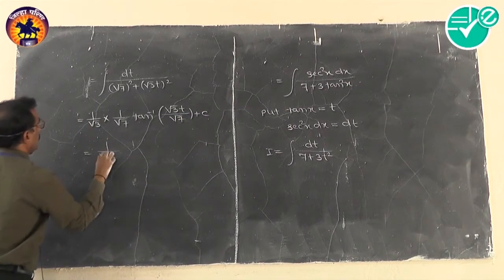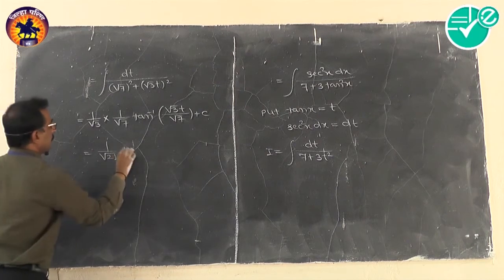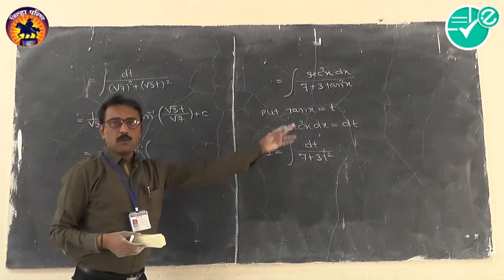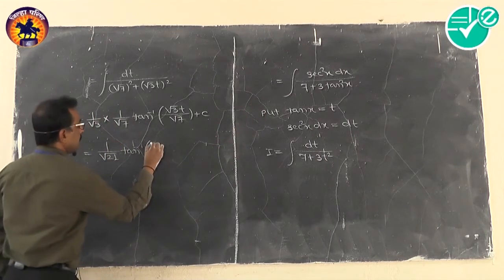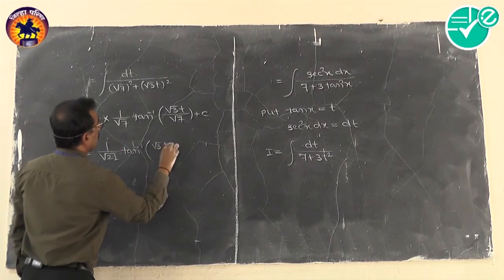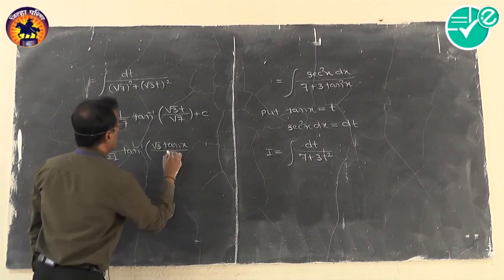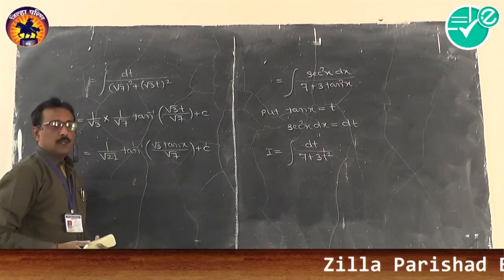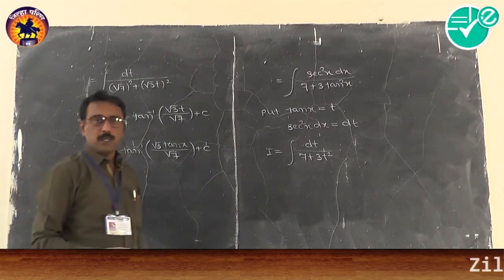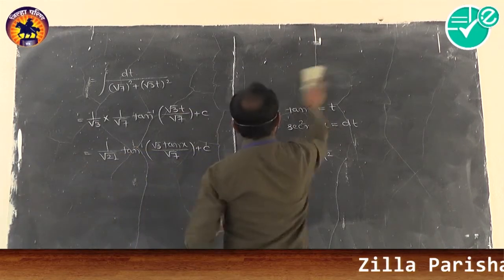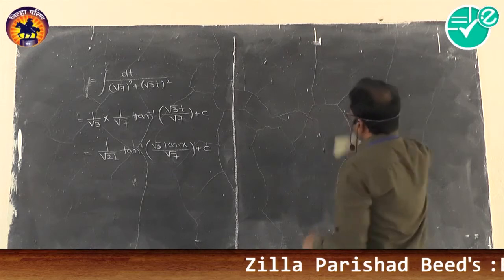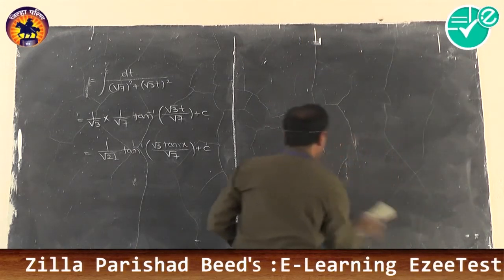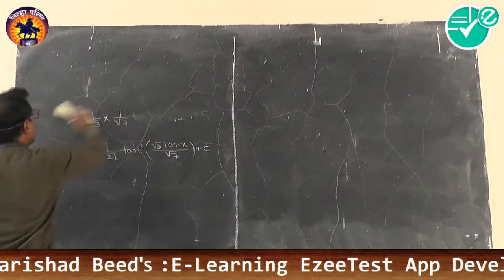So it is 1 upon root 21 tan inverse of. Now put the current value for t. What is the current value for t? The current value for t is here tan x. So we will write root 3 tan x divided by root 7, and in that plus c. It is the completion of this present article. Just one type remains, and after that this article on the method of substitution completes here only. Now we will take the last format for the method of substitution.